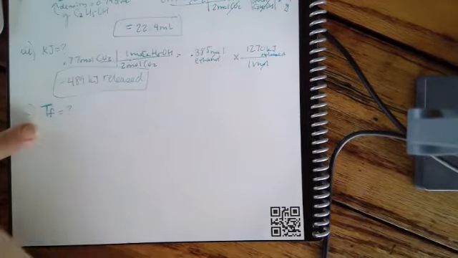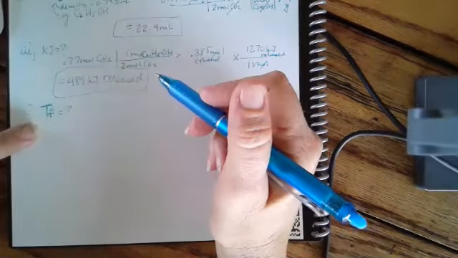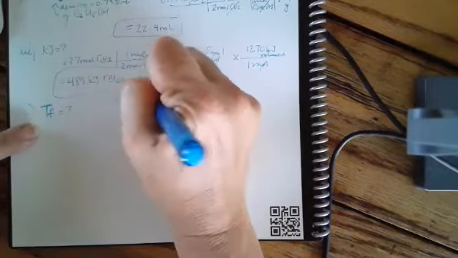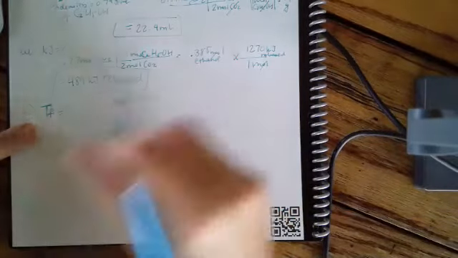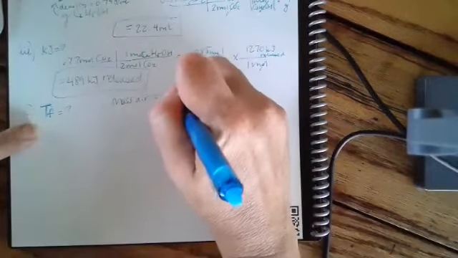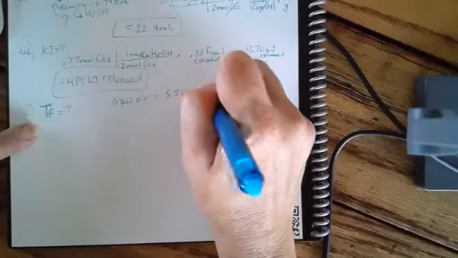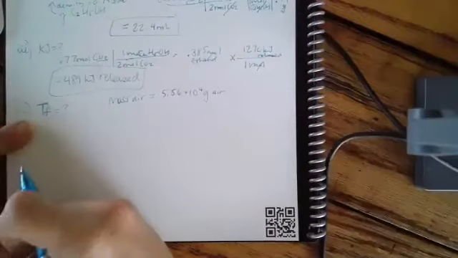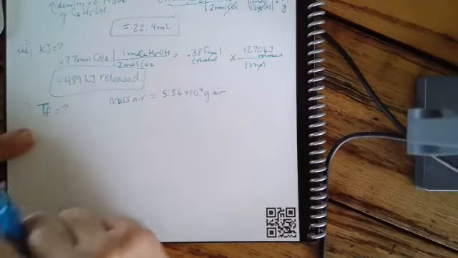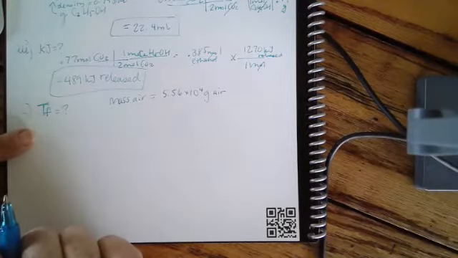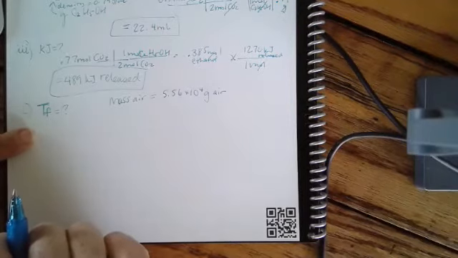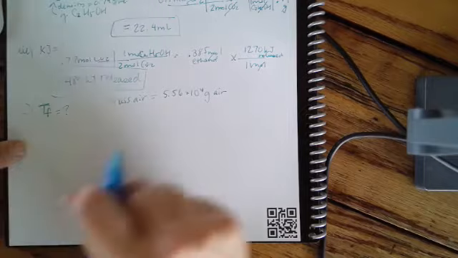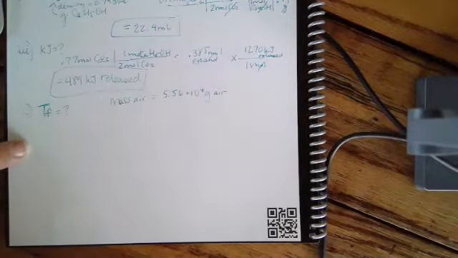So let's see what we're given. We have a mass of air. Mass of air is given, it's a bunch. It's 5.56 times 10 to the 4th grams. Okay, so it's not how we usually measure the air in our room, but that's okay. You know how many grams of air are in your room? Too many. You could figure it out if you knew the density of air.